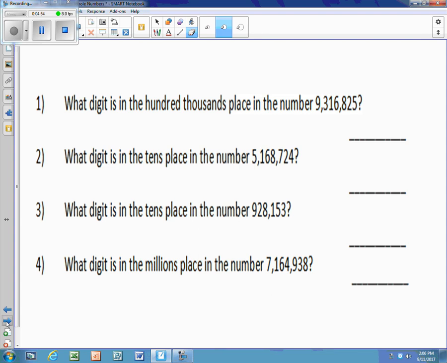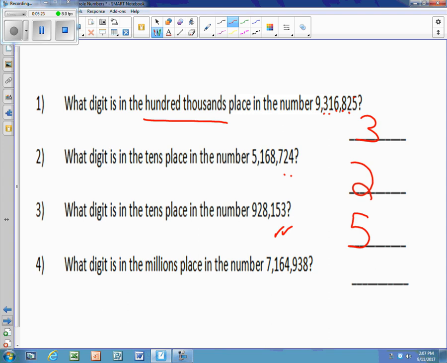So here we have some examples. It says what digit is in the 100,000s place. So we can count again. Ones, tens, hundreds, thousands, 10,000s, 100,000s. That's the one that they asked me about, so I know I have a 3. So now we want the tens place. We just have ones, tens, and we get to the 2. The tens place again. Ones, tens, and it's much easier to find. So here's a larger number. We want the millions place. We have ones, tens, hundreds, thousands, 10,000s, 100,000s, then comes millions. So we have a 7 in the millions place.